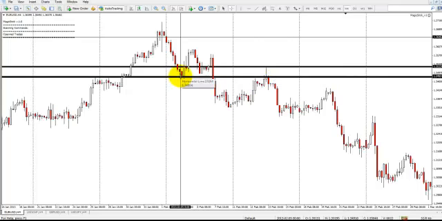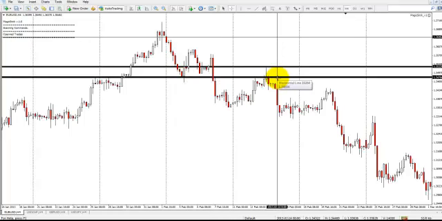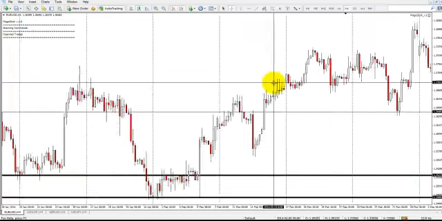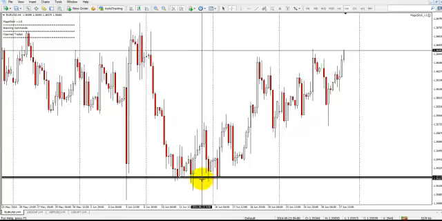I mean, that is the exact same price, support, resistance, and then you pull this to the front, you can see how it reacted over here.